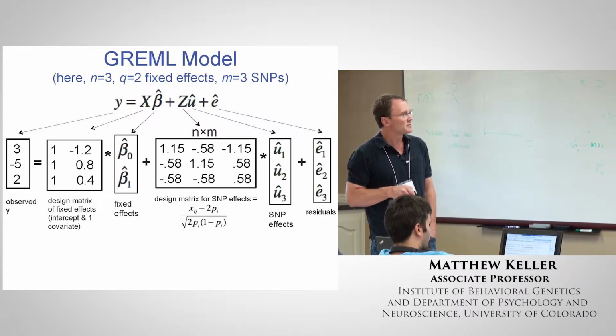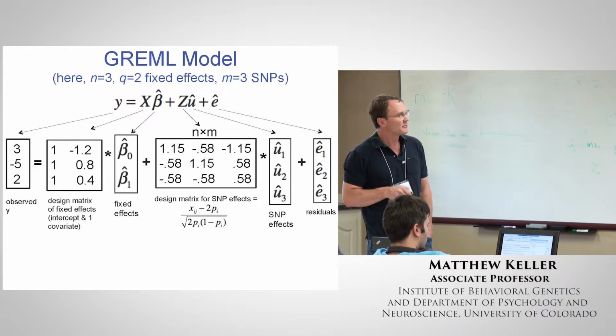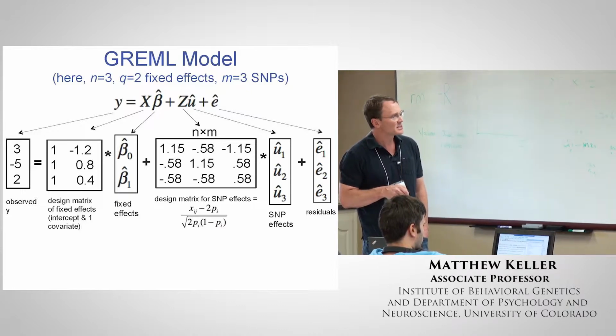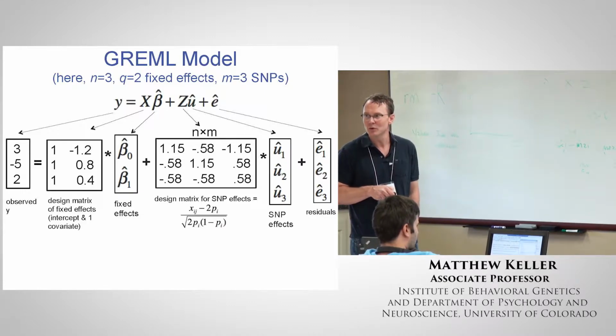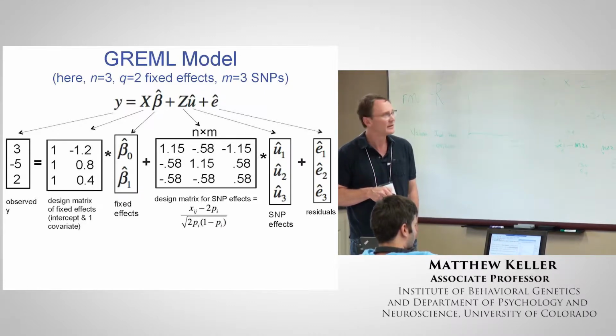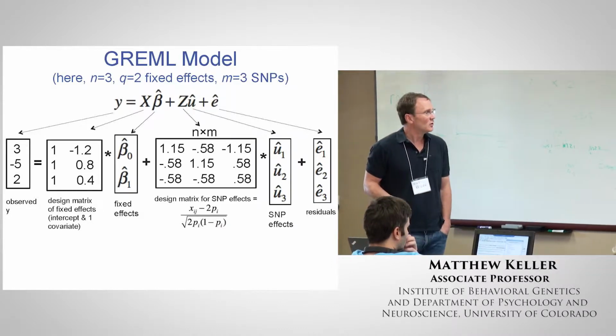And we multiply this by SNP effects. This is the model. We're not actually going to estimate each of these SNP effects, but we're going to estimate a single parameter. We're going to assume that they're normally distributed and estimate their variance. And these are the residuals. All right.